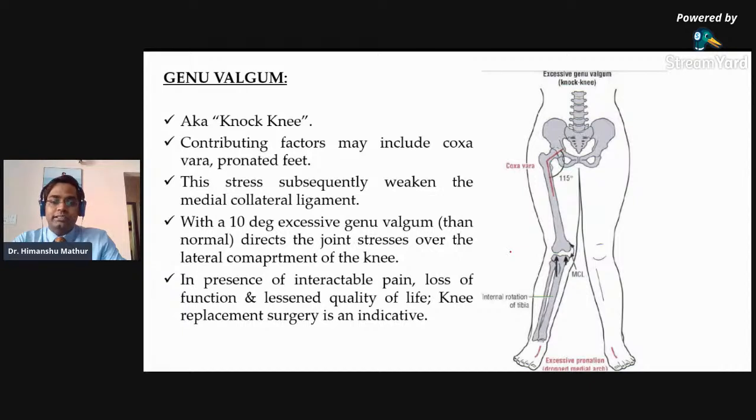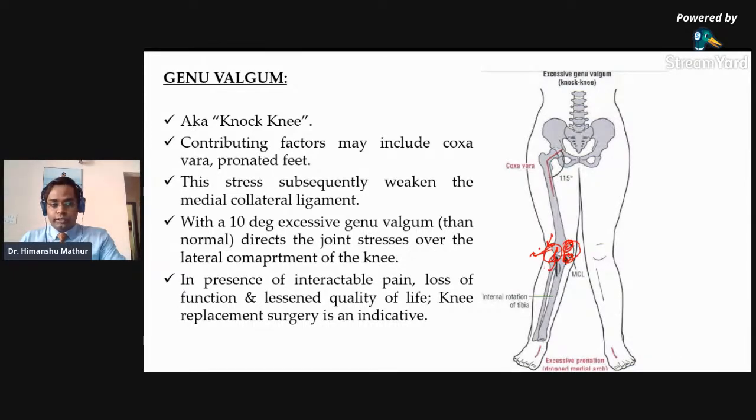Genu valgum is the increased internal angle, which eventually causes, see, this time, increased loading on the lateral compartment of the knee joint. So more compressive force on this side, less compressive force on this side. This side will have more weight and get degenerated. This side will have less nutrition and will get degenerated. But the extent of degeneration will be more on the lateral aspect. So again, unicompartmental osteoarthritis will be observed in case of genu valgum also.